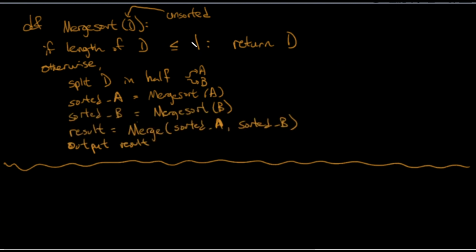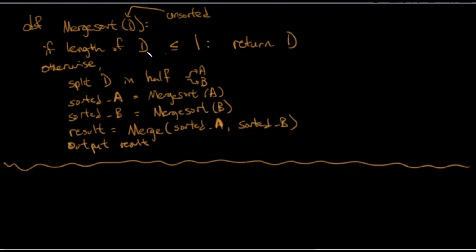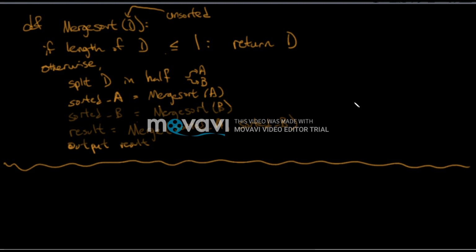And this is a tiny bit different from what I had before. I said before, if the length of D is equal to 1. And now I'm saying less than or equal to 1, just to account for the fact that sometimes, due to splitting in half and integer division, the length of the D that we get would be 0, right? And so in that case, if we're given nothing, then we just give nothing right back. Nothing is trivially sorted as well.